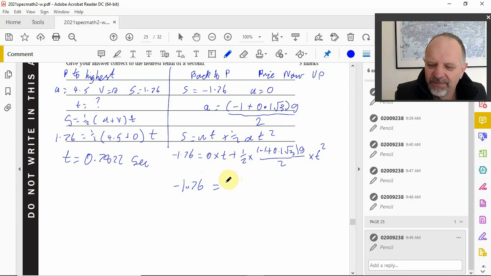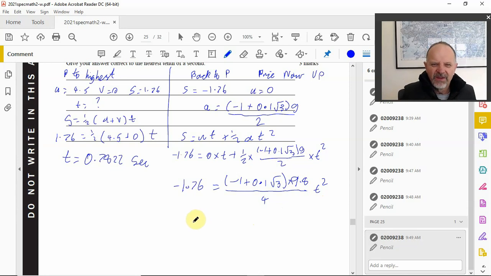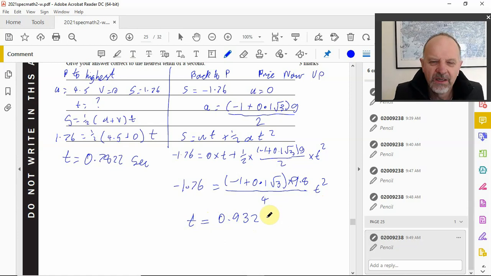I'm going to put some things together because what I have to put in the calculator, 0.1 root 3, I need to use, because we're told decimal places, nearest tenth of a second, so I need to put 9.8 in for g. Those two multiply together give me 4t squared. And then now we need to use our calculator and solve for t. And of course, t is only in the positives, 0.932.